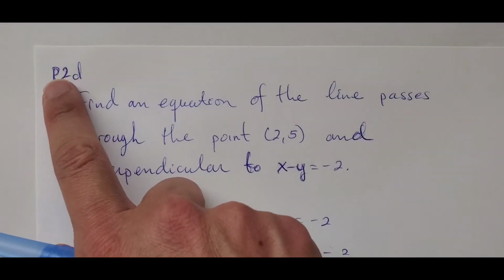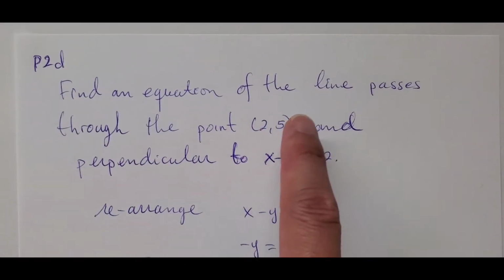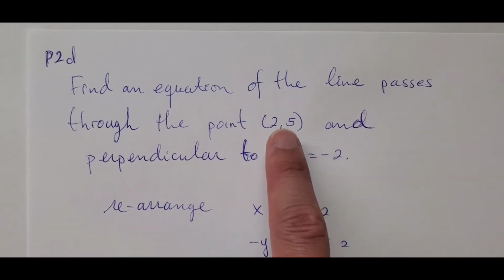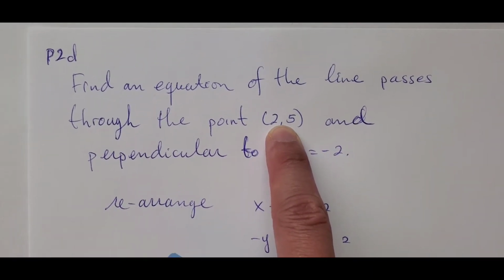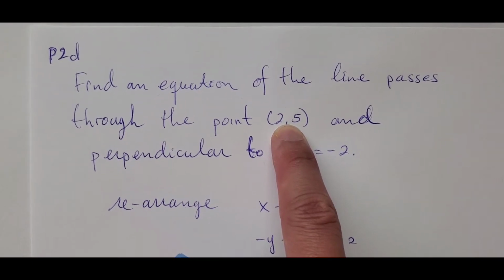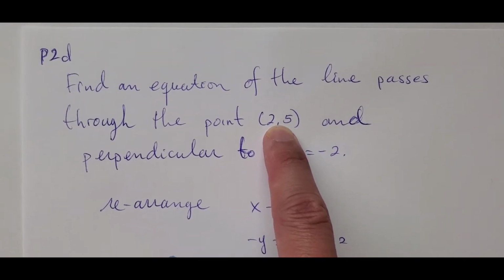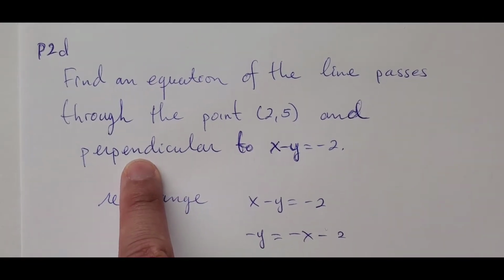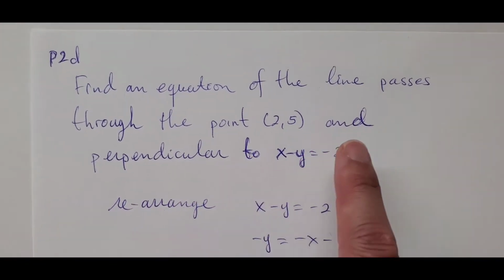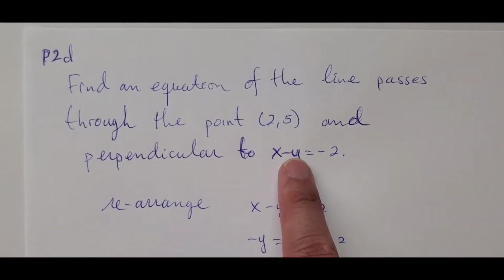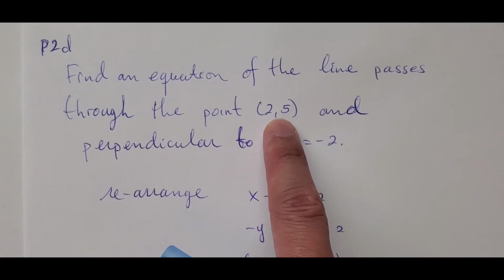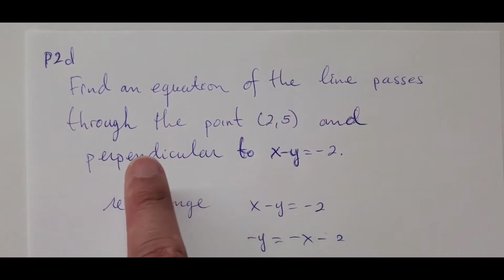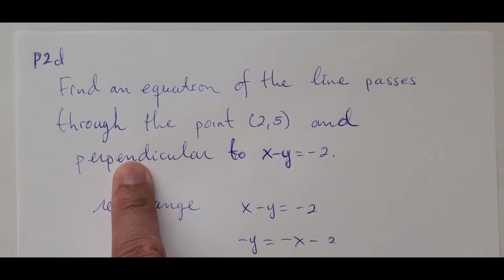This lesson is P2b. I am using the same equation and the same point as in the last video. The only difference is that I am not asking for parallel anymore. I am asking for perpendicular. One more time, I'm using the same equation, same example and point from the last video, but this time I am asking for perpendicular.